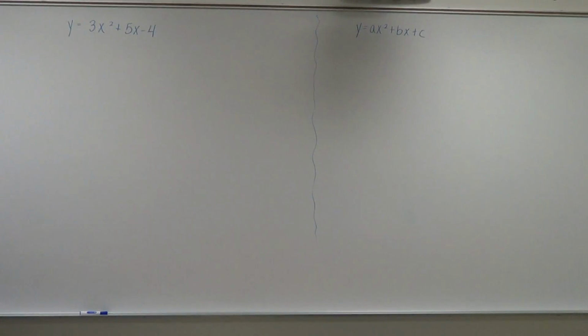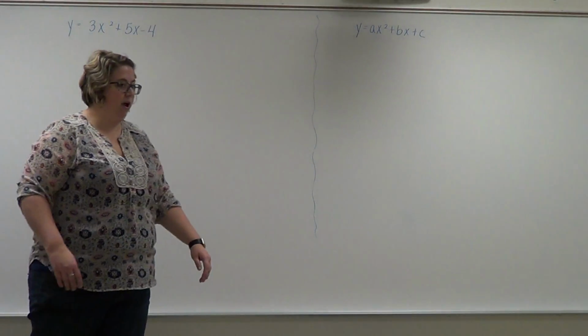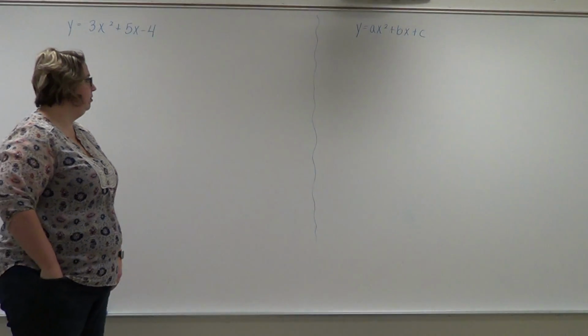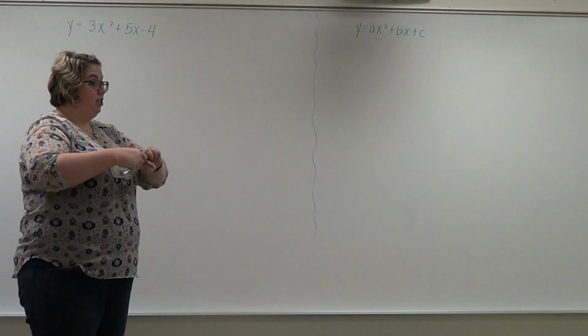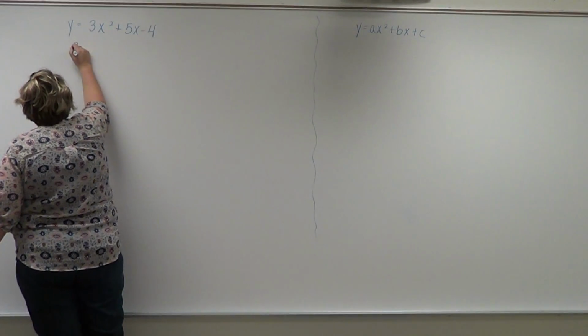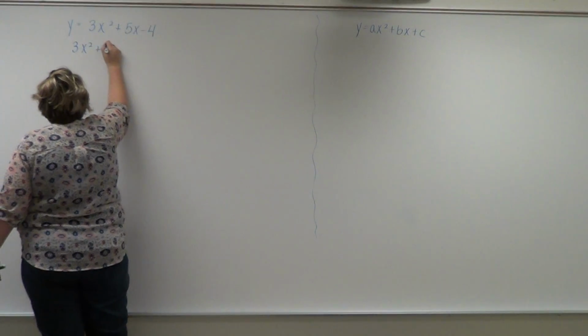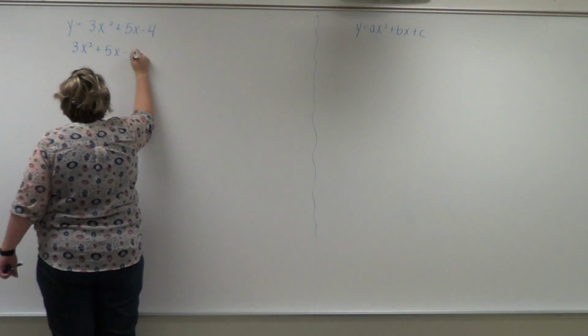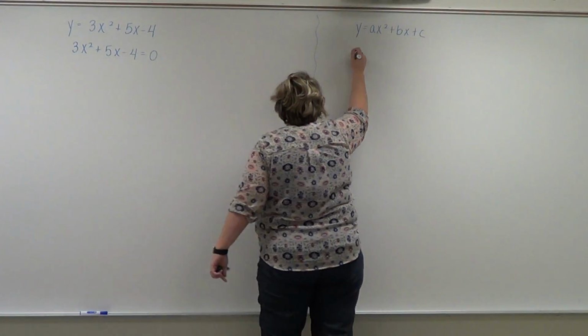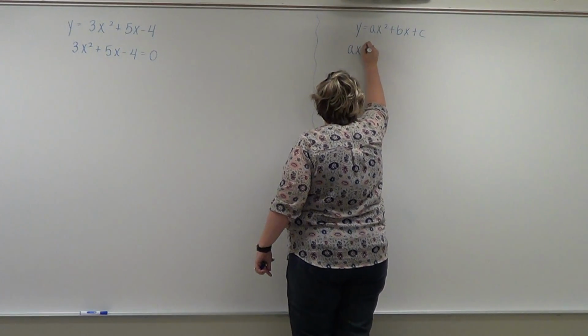Okay, so now we're not doing vertex form, we're actually going to solve. So when I say solve, we're solving for x. So we're going to think back to what we did a couple days ago. The first thing you would do is, instead of equal to y, you would set it equal to 0, right? So I do that first. I'm going to do both at the same time.